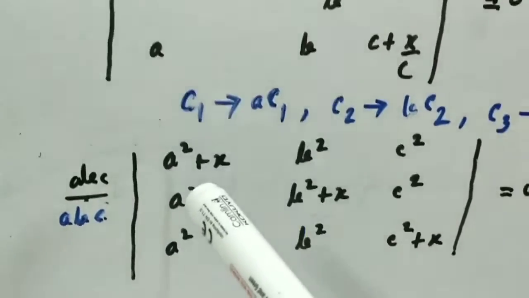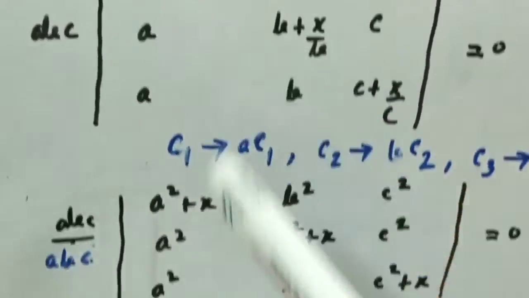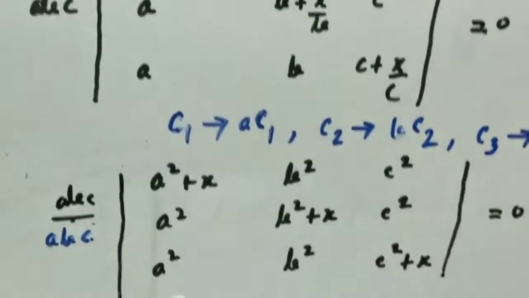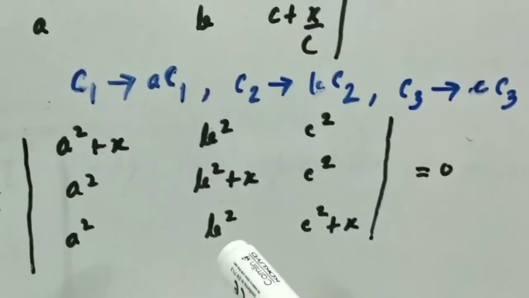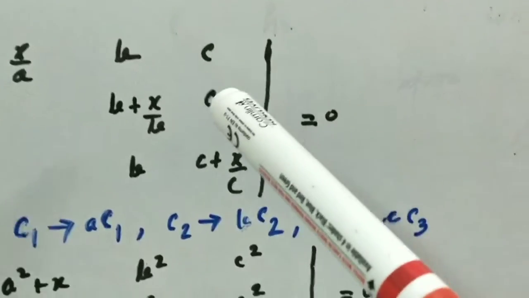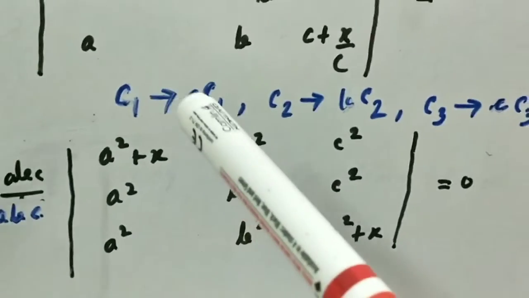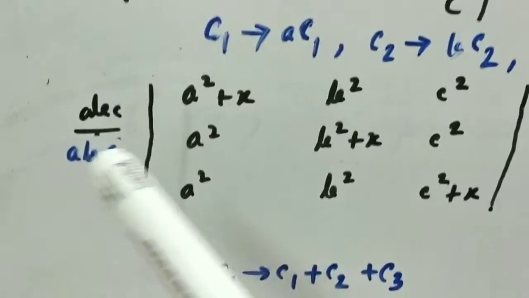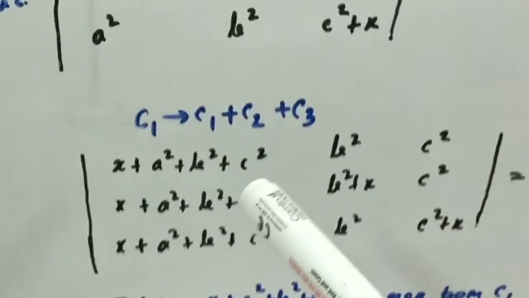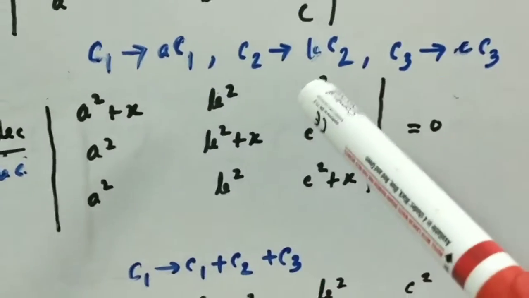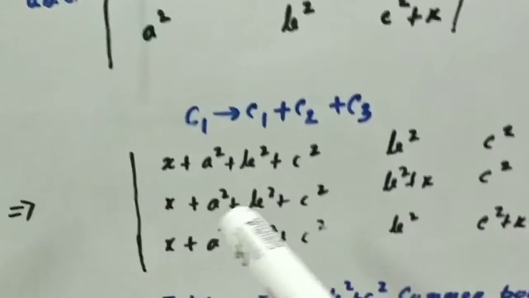So when I multiply this, it becomes a square plus x, by a into a is x, a square, a square. Similarly, b square plus x, b square. And here c square plus x is equal to 0. When I multiply, I also have to write by abc. Now C1 plus C2 plus C3. If I add this plus this plus this, this plus this plus this, this plus this plus this, I get here.